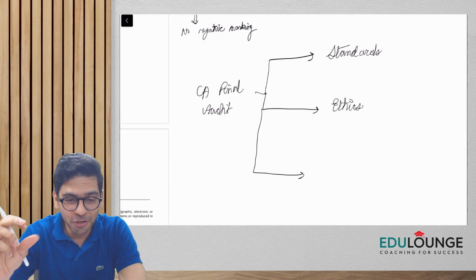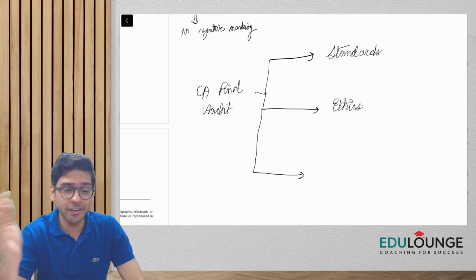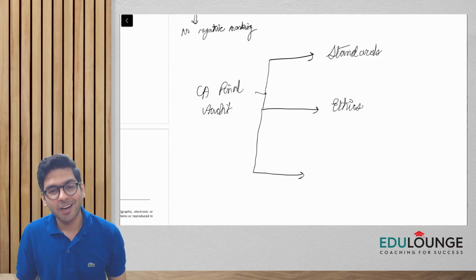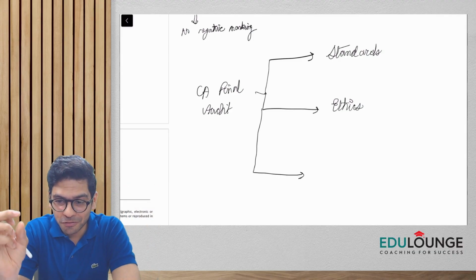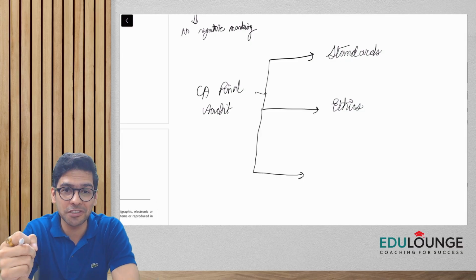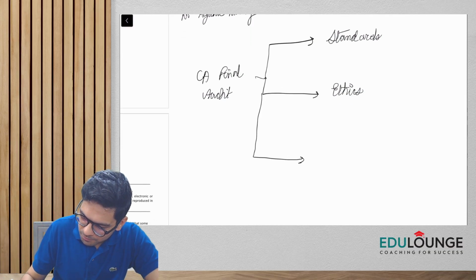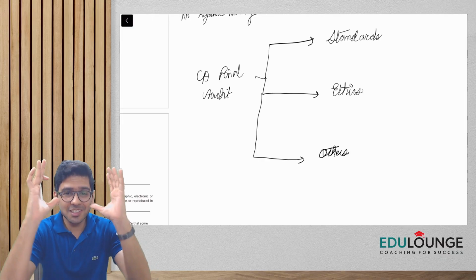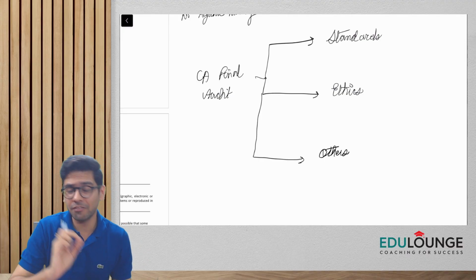I'm very sure you have some knowledge about the standards already, as you have covered them at your intermediate level. Ethics is going to be totally new for you. It is one of the favorite topics of CA Final students, this professional ethics. And the third part I would name as others, or miscellaneous, or other audits, etc. These are primarily the three categories of topics that we have in the entire CA Final Audit.